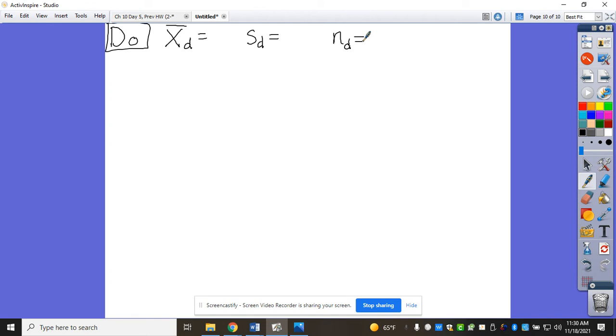Because I'm writing it for both, sometimes I also need what? If it's an interval, I'm given, or if it's a test, I'm given mu naught, alpha, 1 or 2 tail.